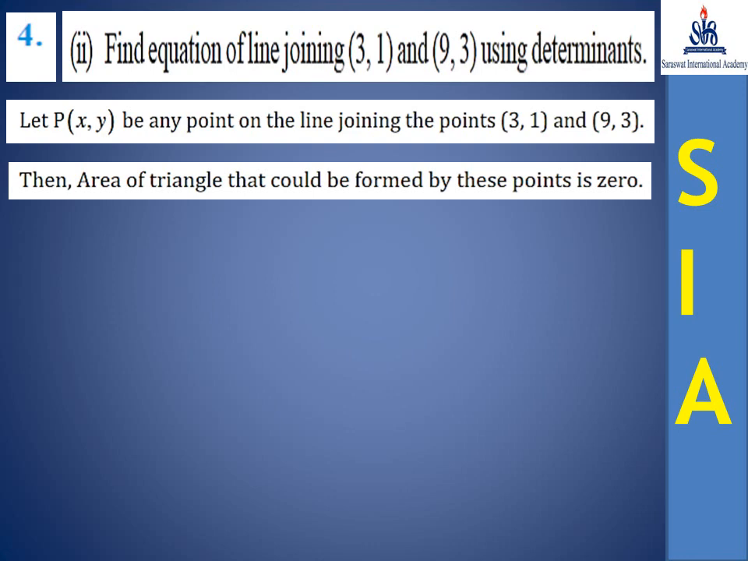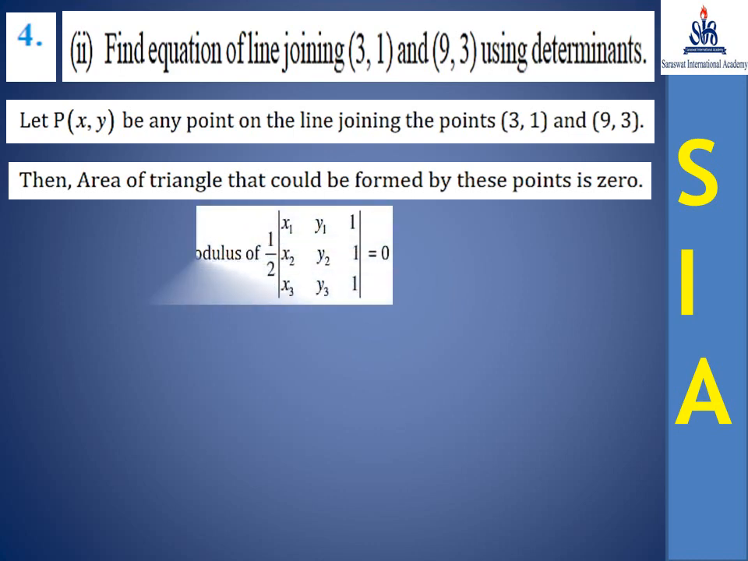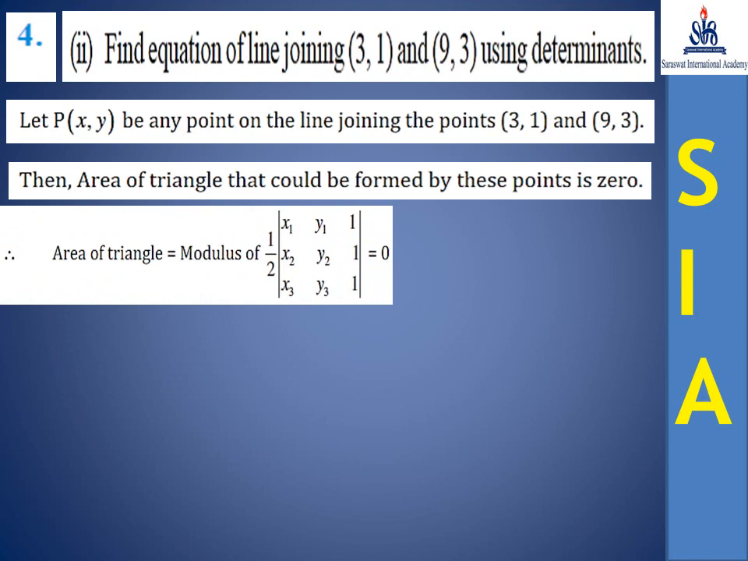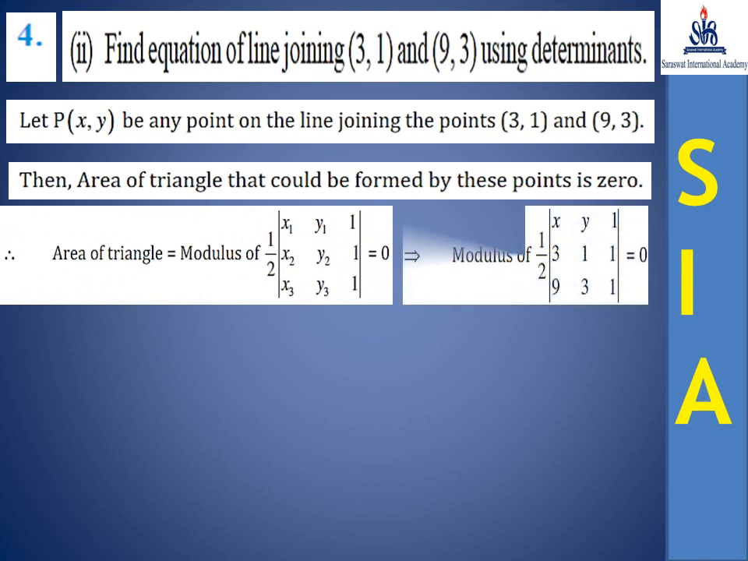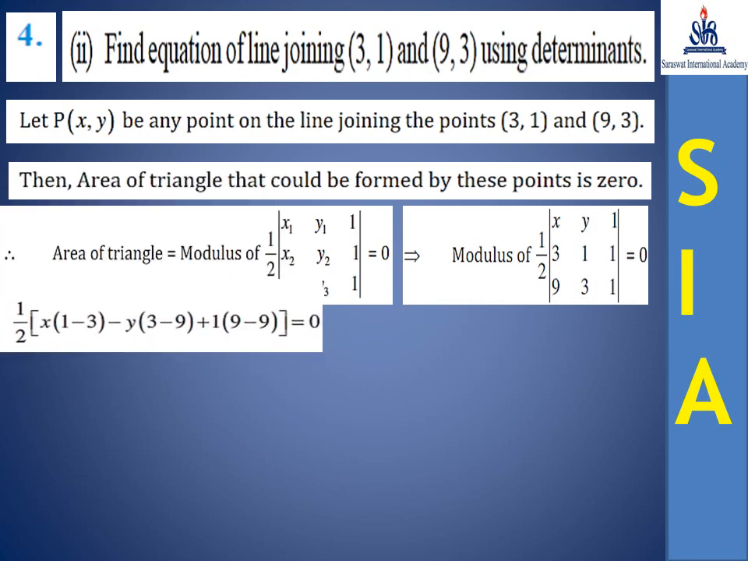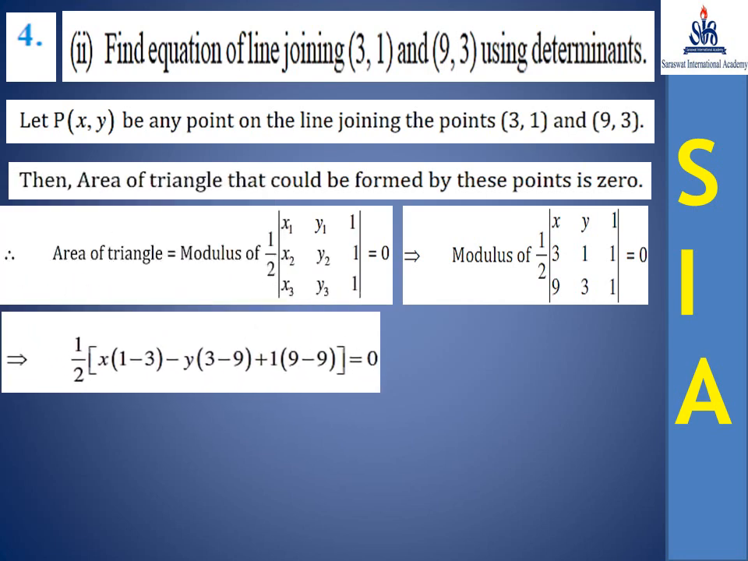The area of the triangle that could be formed by these points is 0, because they are not forming a triangle, they are forming only the same line. So the area of the triangle applies as 0, putting x1 y1 as x comma y, x2 y2 as 3 comma 1, and x3 y3 as 9 comma 3, and further calculate by the definitions.